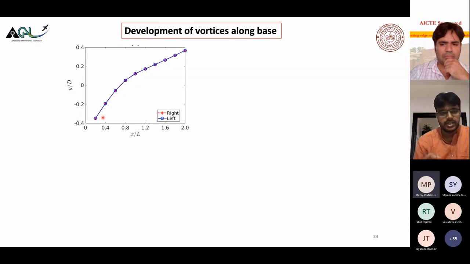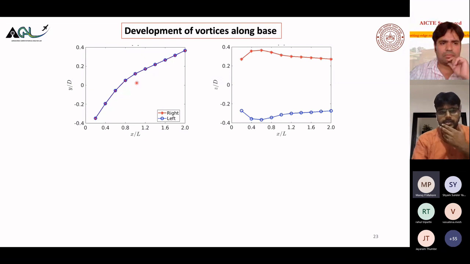So if you look at that, how it is developing along the y direction, along the top direction, right? It starts very close to the base, and then it starts growing in the y direction, and it keeps on growing. Both the two vortices I am showing here, left and right, are overlapping, as you would expect. So this is basically how they develop around the base.